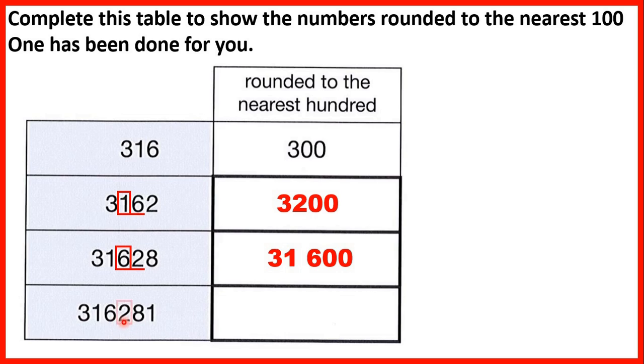And now 316,281. We find our hundreds digit, look to the right, and because it's 5 or more, we round up. And when we round up, the digit that we've circled increases by 1. So this 2 is going to become a 3. The 3, 1, 6 at the start will stay the same because digits to the left stay the same. Digits to the right turn into zeros. So we get 316,300.